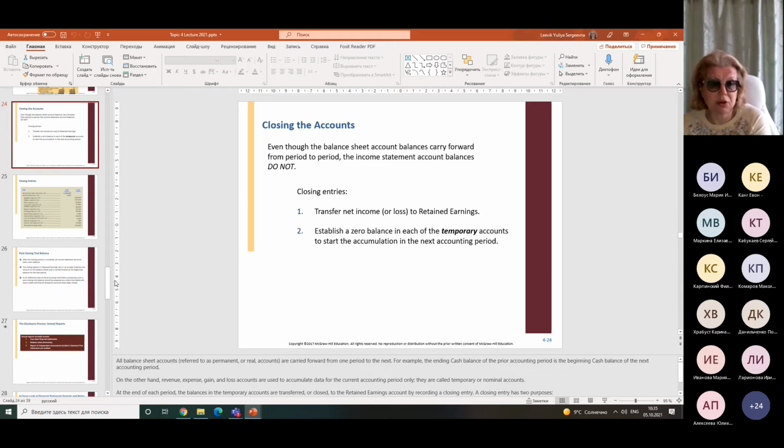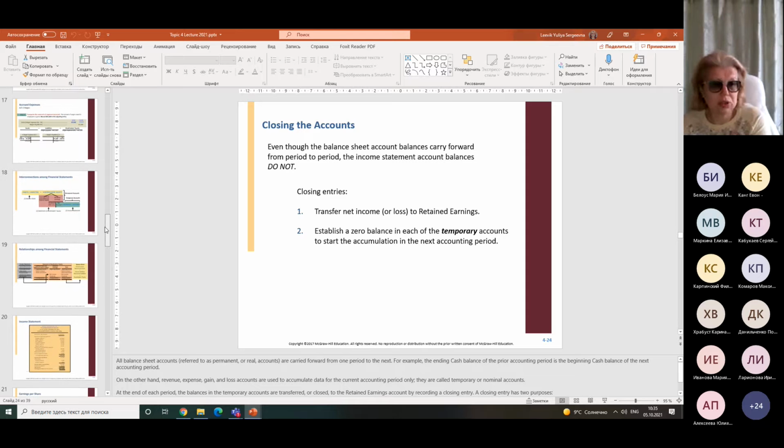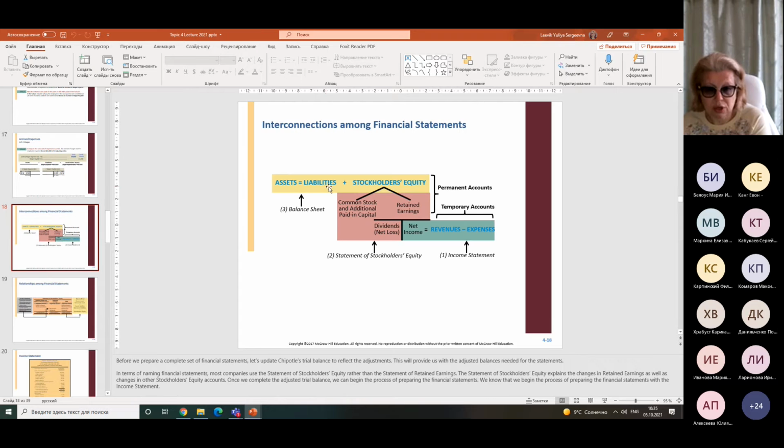So once again, let me repeat that we should classify accounts into, let me see, where is it? Yes, here. So this is also a good slide where we have the classification of accounts as permanent and temporary. Please remember the temporary accounts always have a zero beginning balance at the beginning of each accounting period. And that means that at the end of the accounting period, these accounts should be closed to the permanent accounts.